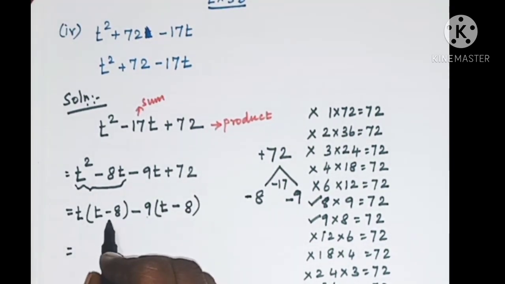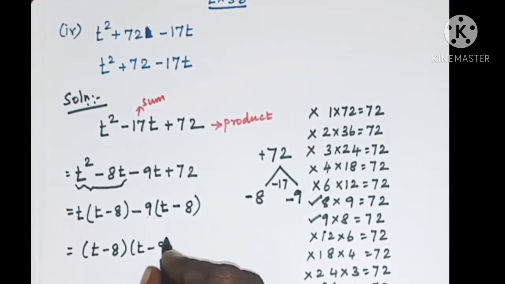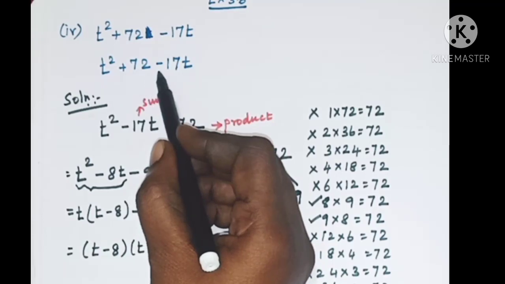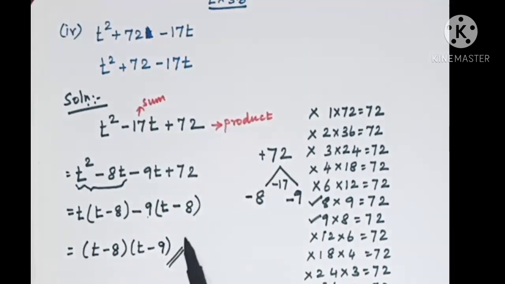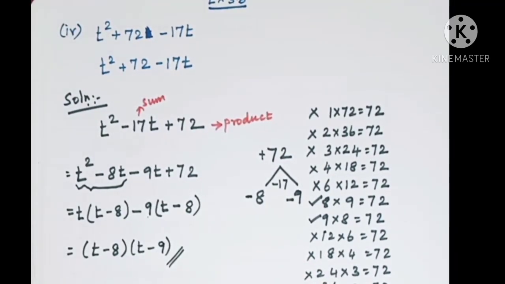So inside the bracket we have t minus 8 and t minus 8. So write 1 t minus 8 inside the bracket, and outside the bracket we have t minus 9. These are the factors of the expression t square minus 17t plus 72. This is the answer for the first sum, fourth subdivision.